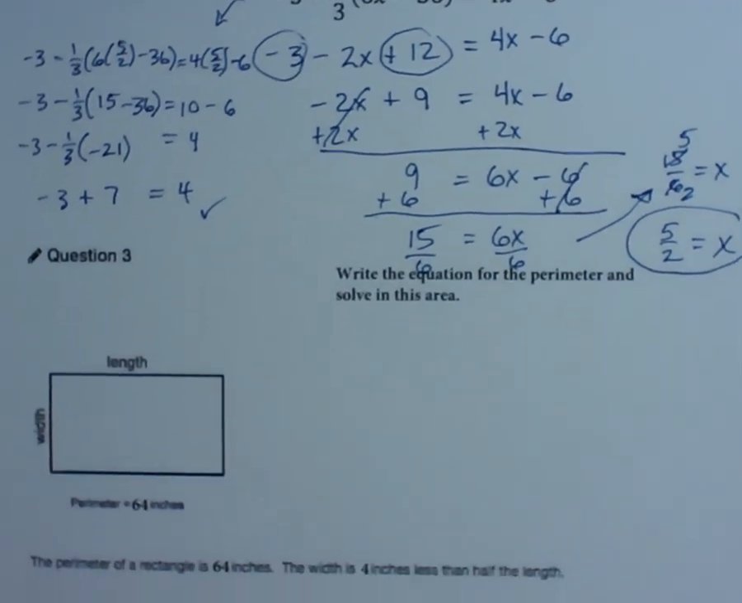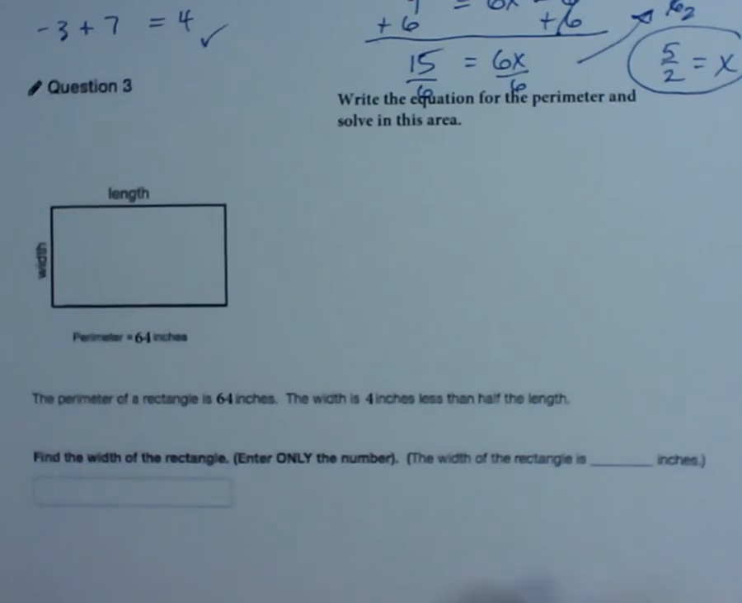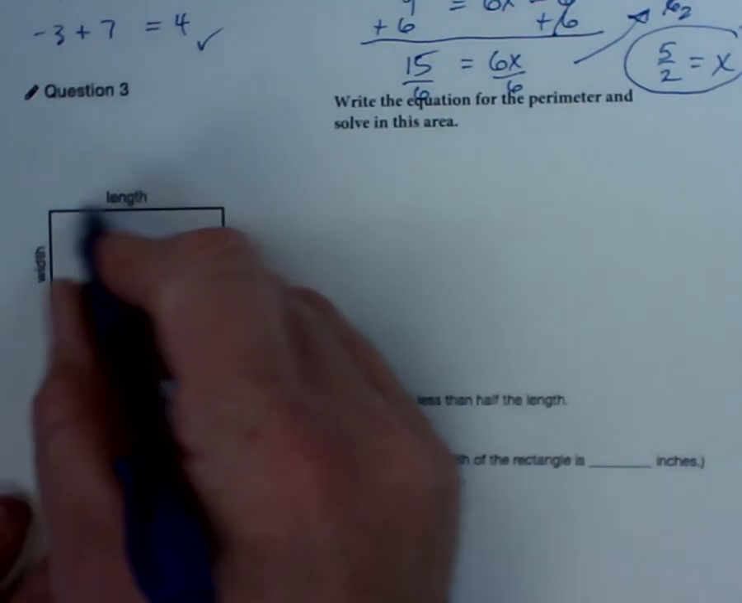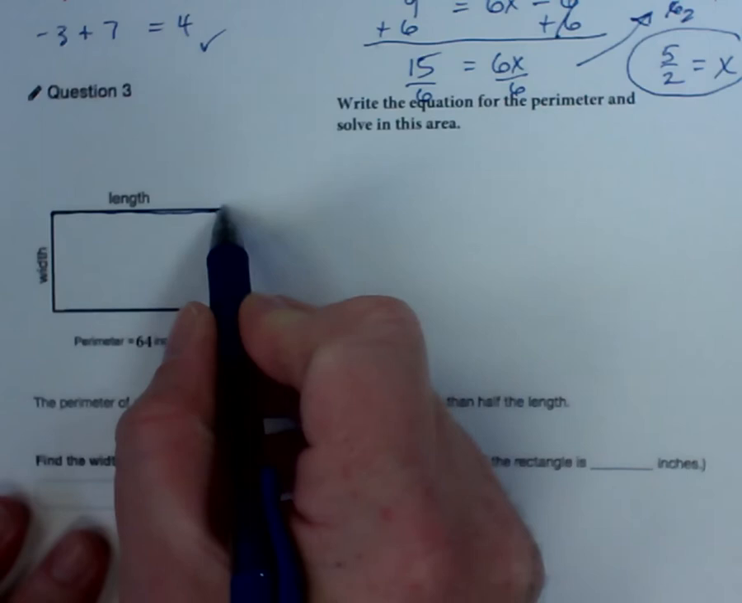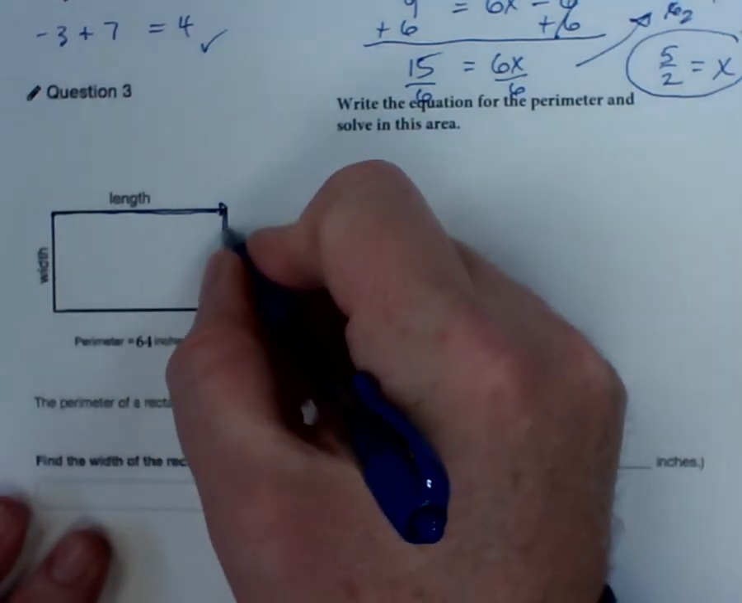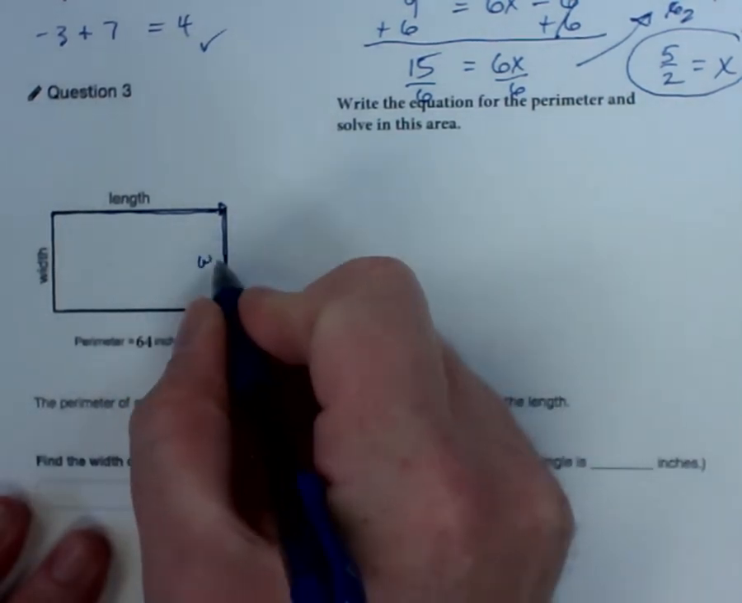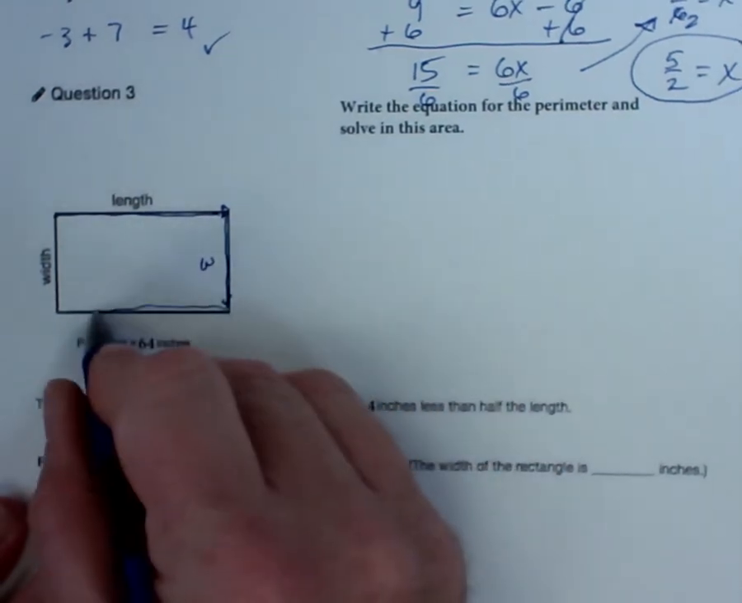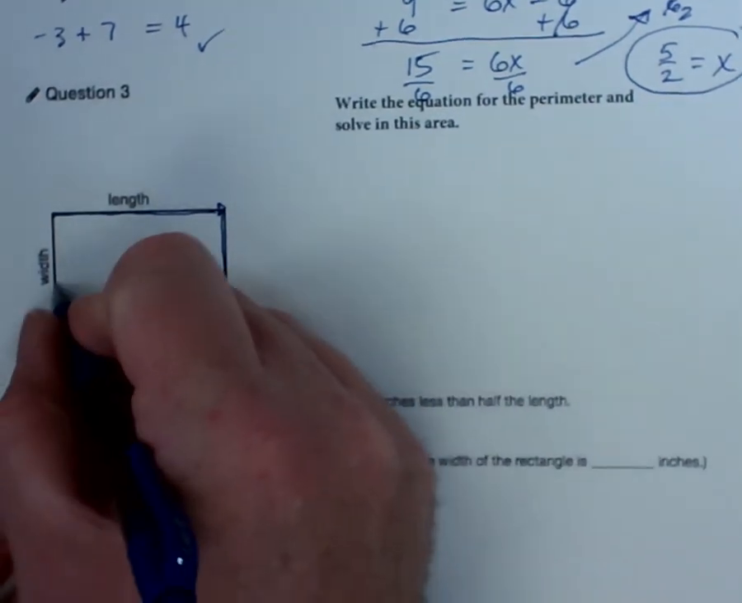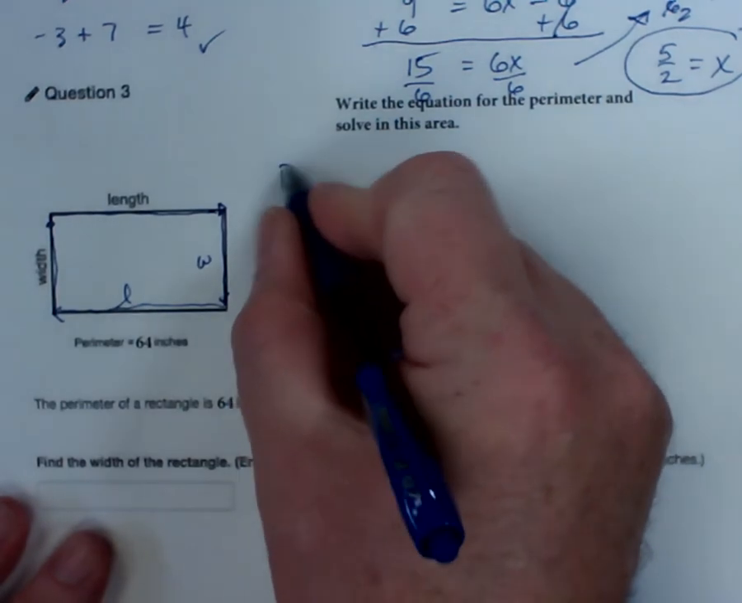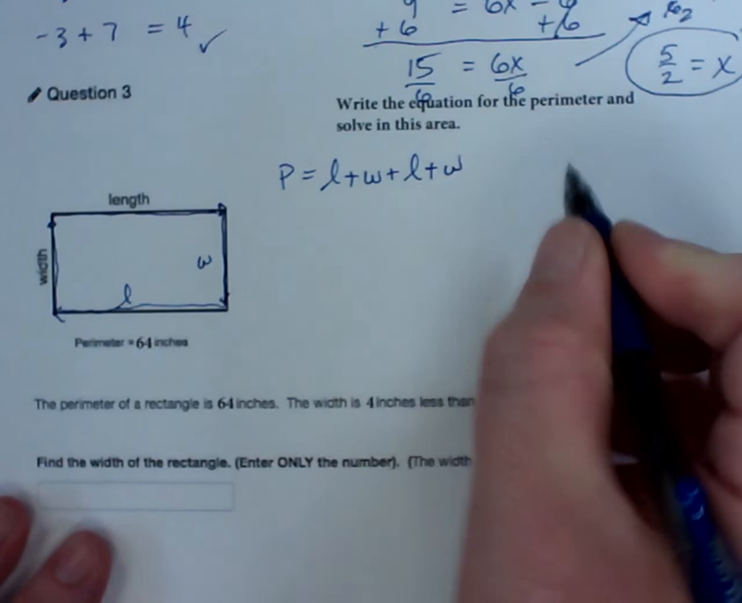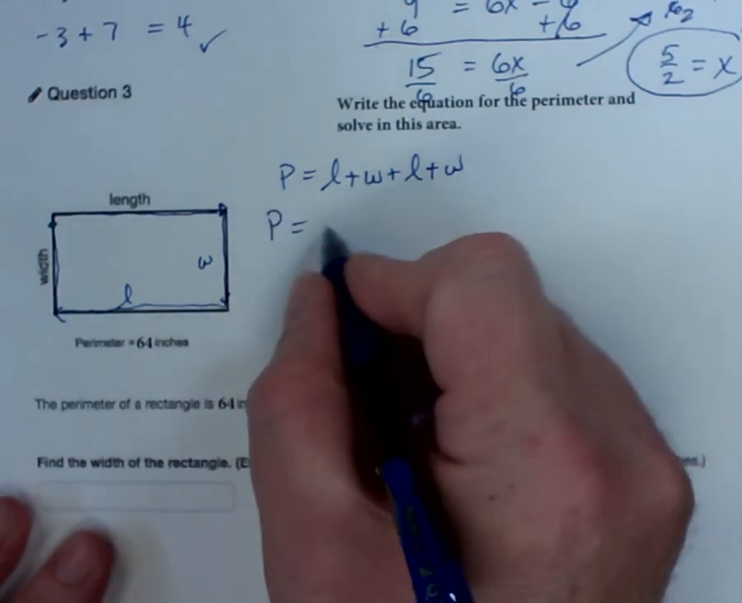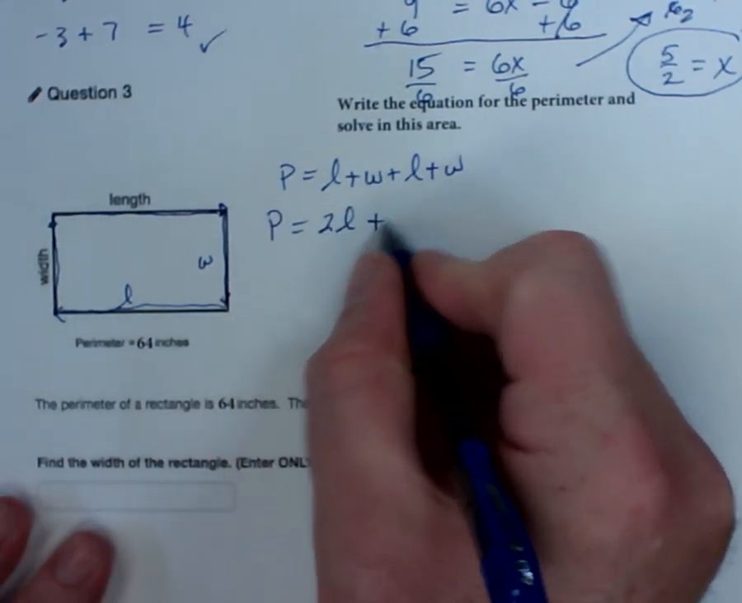Okay. On question 3, we end up with a question talking about the perimeter. So we need to explore what the perimeter is. We have the length and the width given. So perimeter is when you walk the outside of an object. In this case, it's a rectangle. So it's going to be length, width, length, and width. So the perimeter is equal to length plus width plus length plus width. We can simplify that since we have two L's. We just write it as 2L plus 2W.